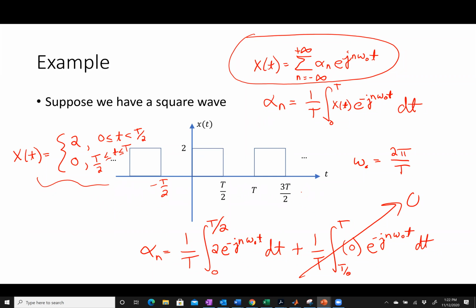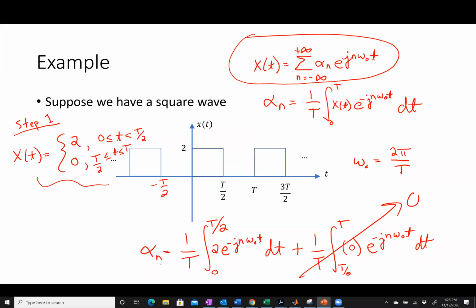Basically the waveform I showed at the very beginning, a square wave with a peak value of 2, repeating with a period T. I said what I wanted to do was figure out the alpha n values. The very first step was to define what that waveform was. So x of t is equal to 2 for the first half of the period and equal to 0 for the second half of the period.